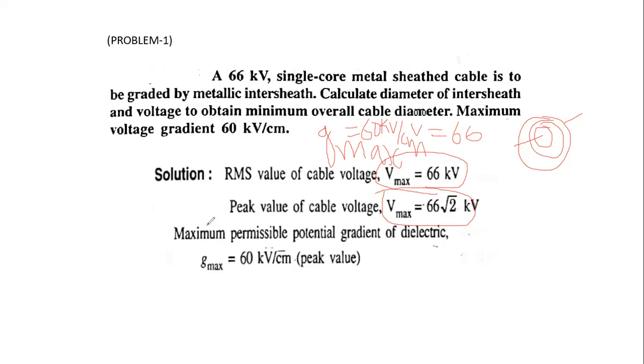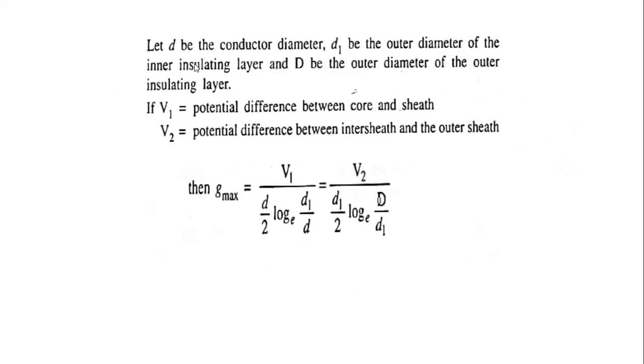Therefore the maximum permissible potential gradient of the dielectric, G max, is equal to 60 kilovolts per centimeter. That is the peak value of the dielectric stress. Then we calculate the diameter of the intersheath and the overall diameter of the conductor.